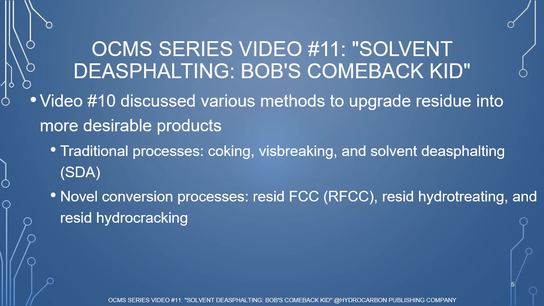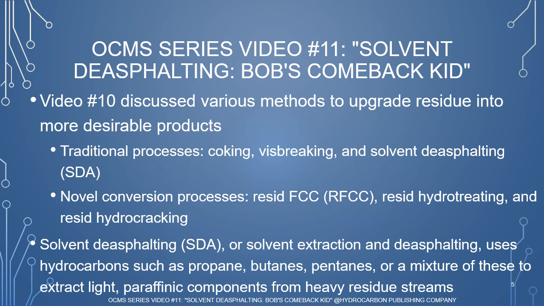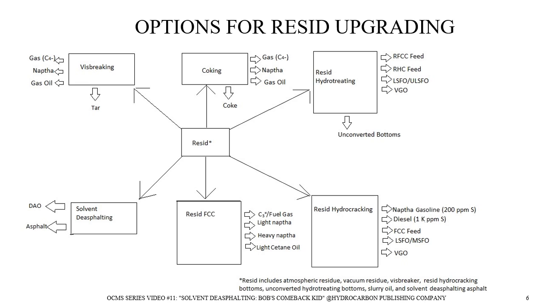The focus of this video, solvent deasphalting or SDA, or solvent extraction and deasphalting, involves the use of hydrocarbons such as propane, butanes, pentanes, or a mixture of these to extract light, paraffinic components from heavy residue streams and obtain useful products from bottoms. This diagram shows the products produced from each bottom of the barrel upgrading method. Today's video will discuss solvent deasphalting, which yields deasphalted oil or DAO and asphalt as products.